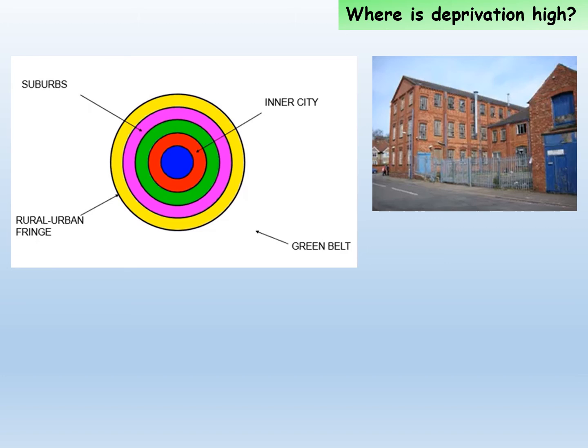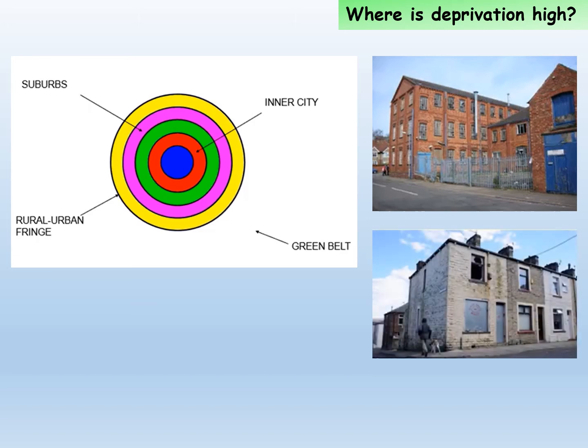Old, abandoned factories that are no longer functioning. And actually we can start thinking, well, hang on, that might be a reason why unemployment is high, because those factories are no longer working. And if they're no longer working, people don't have a job. And if they don't have a job, they don't have money. Therefore, they're more likely to be deprived. This is an example now of the housing that you might find in the inner city. Terraced houses that are slightly run down because no money's been spent on them.